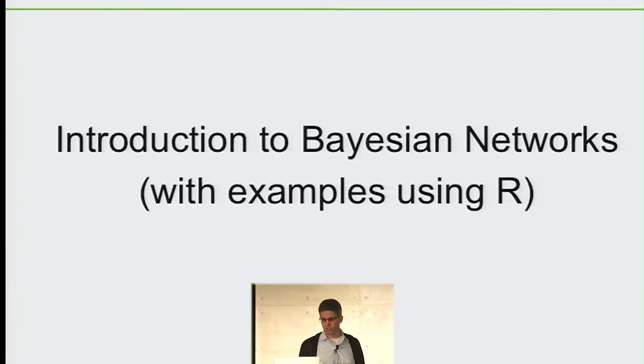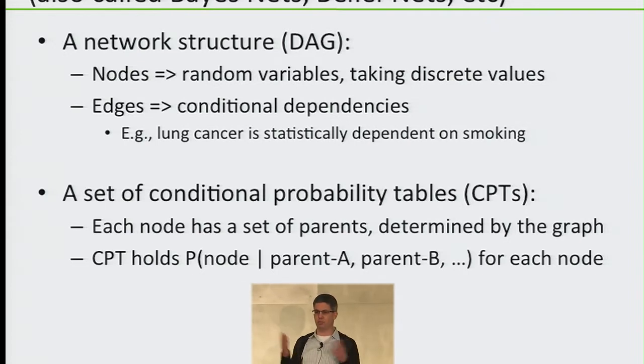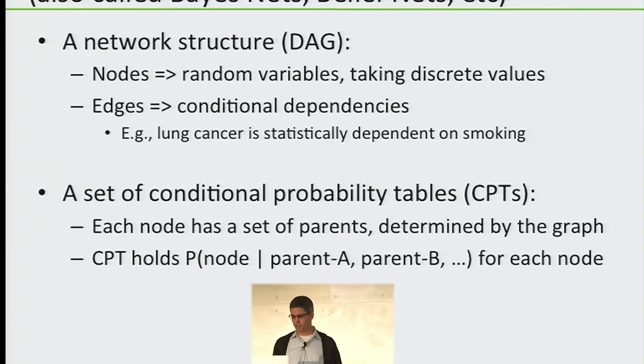OK. So to start, what's a Bayesian network? Very simply, it's a DAG. It's got nodes and edges, which makes it a graph. And the nodes are random variables. They take discrete values. You can also have Bayesian networks that are continuous, but I'll talk more about discrete. And the edges essentially represent conditional dependencies between the nodes. And then you have a conditional probability table for each of the nodes, which essentially represents the conditional probability distribution of a node given its parents.